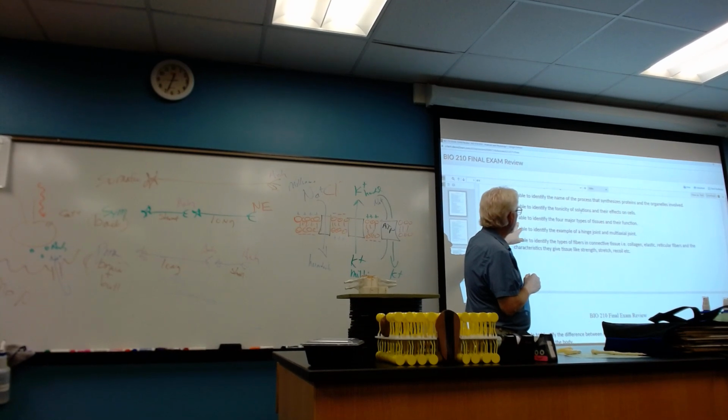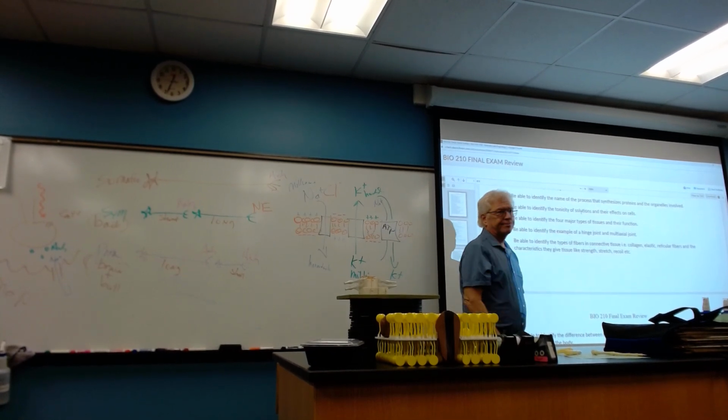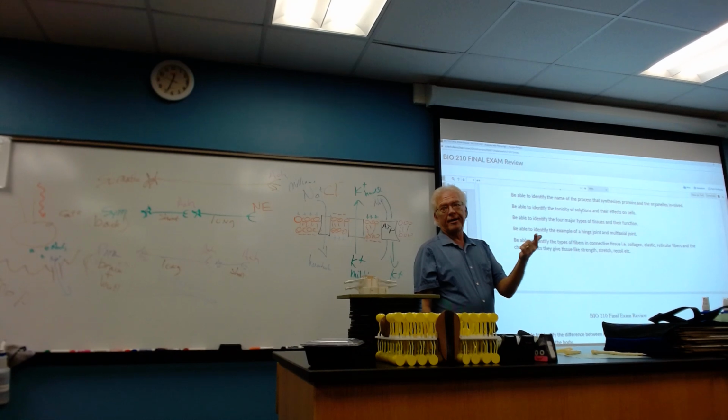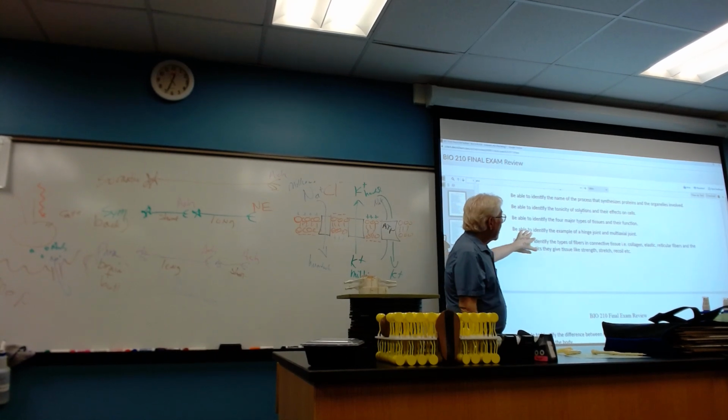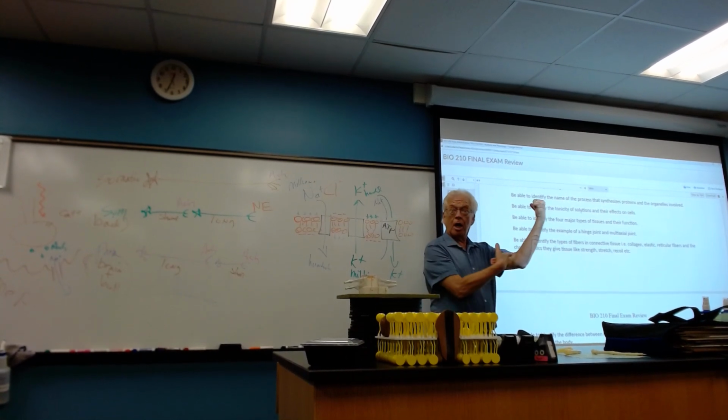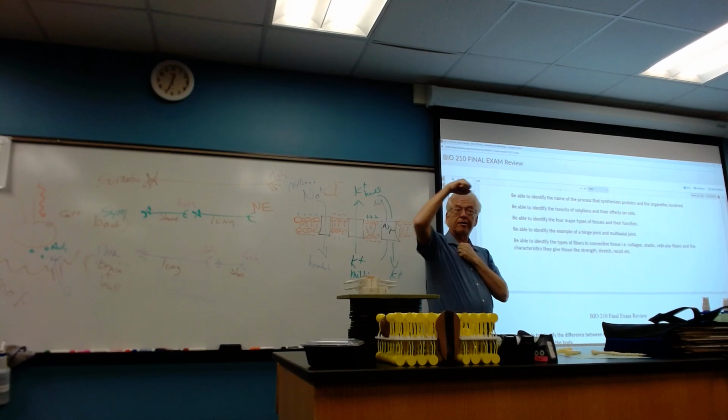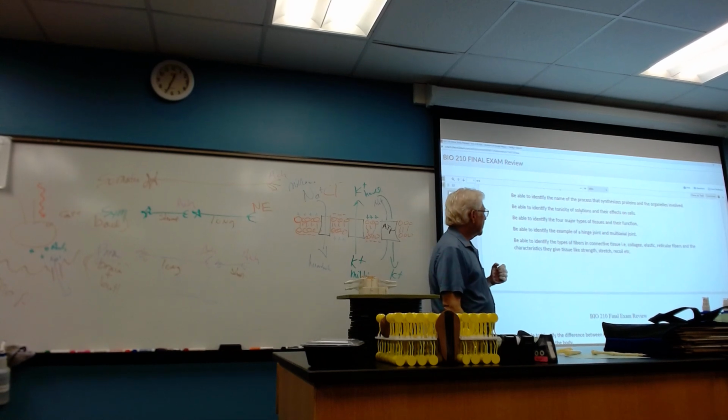The four major types of tissues: epithelial, connective, neural, and muscular. I think you know their function. A hinge joint, a multi-axial joint. What's this joint? Saddle joint. Saddle joint, yeah.